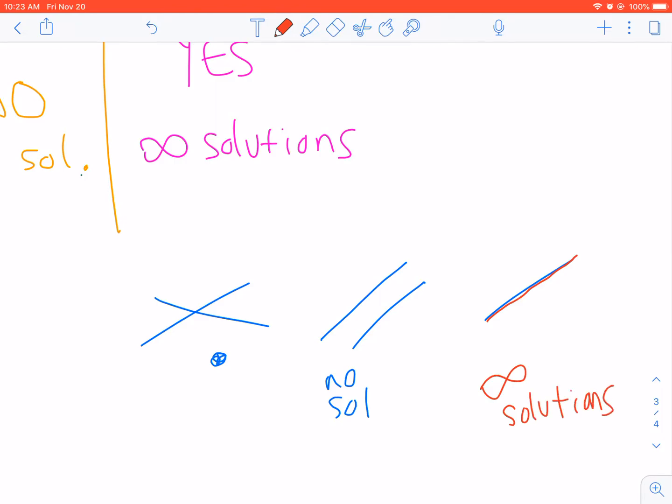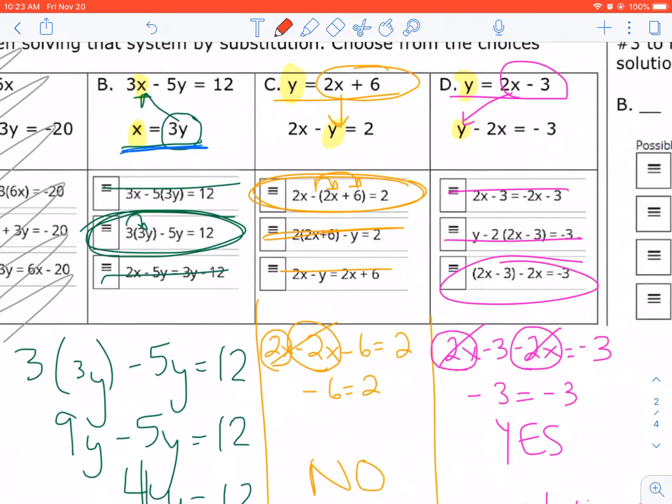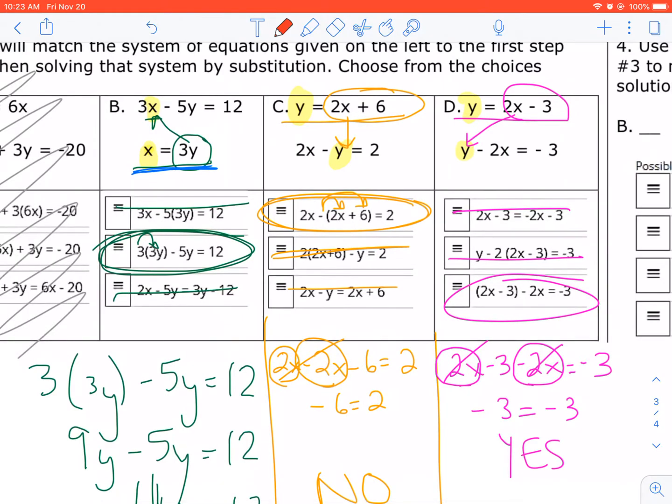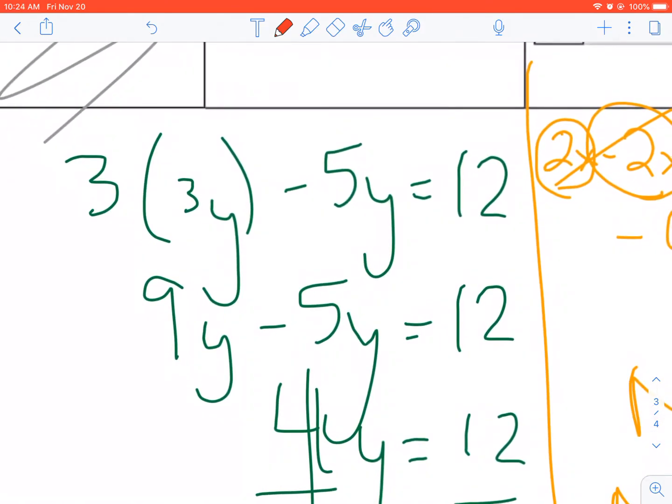So those are the 3 things that can happen. And I wanted to show you what that looks like with numbers. It's easy to see with the pictures. So on B, when we plugged in and we got our plug-in step, this is going to give you a sneak peek of what's coming next. We plugged in, and then we actually have to simplify it. When a number is next to the parentheses, that means multiply.